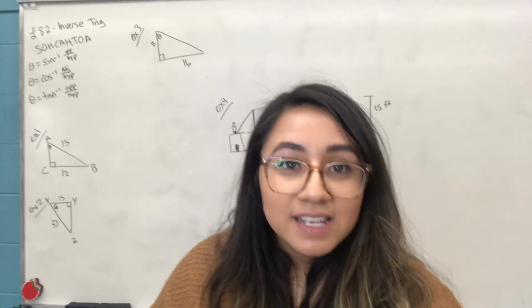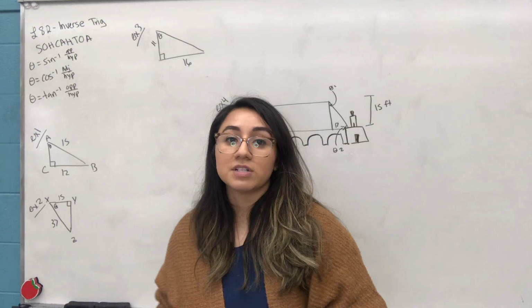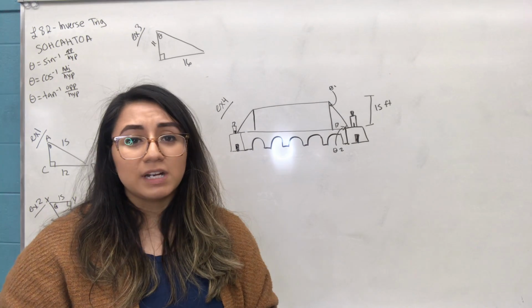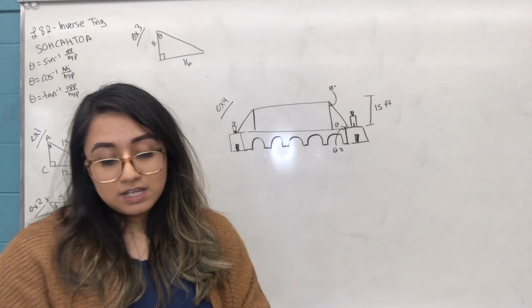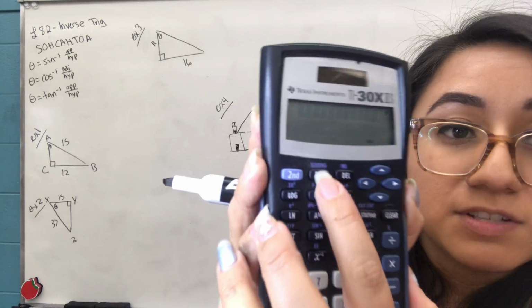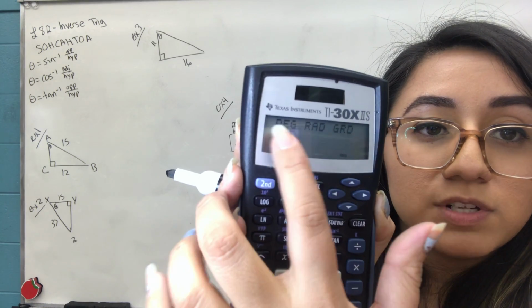Let's get started. We're going to learn about inverse trig. There's a difference between the reciprocal functions and inverse trig. Inverse trig is when we're trying to find the angles, and to do that, we use the inverse trig in our calculators. Always make sure your calculator's in degrees. So degree, radians, GRD, we're always using degrees.